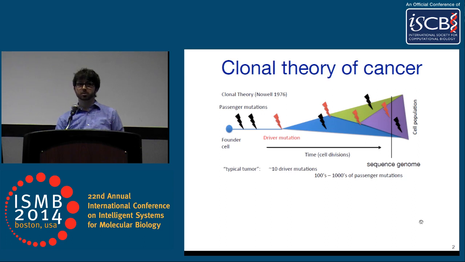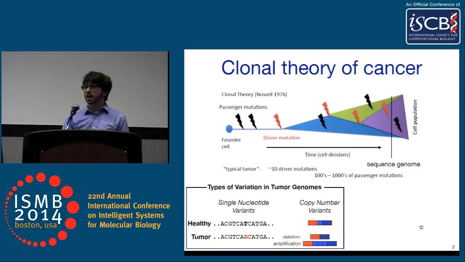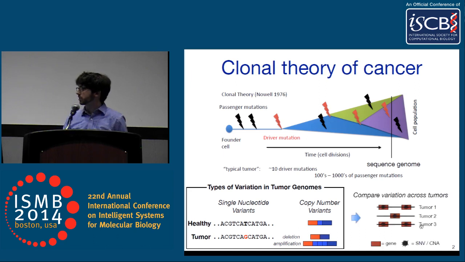And so in order to distinguish the driver mutations from the passenger mutations, we can sequence the genome at some point and use algorithms to identify the variants in the tumor genome compared to the healthy tissue. And in this talk, I'm only going to be concerned with two types of variants, single nucleotide variants and copy number variants, and in particular, deletions and amplifications. And so to identify the driver mutations, we can compare the variation in tumor genomes across multiple tumors, for example, at the level of individual genes.